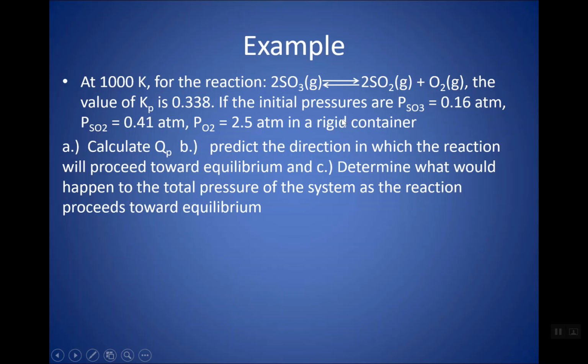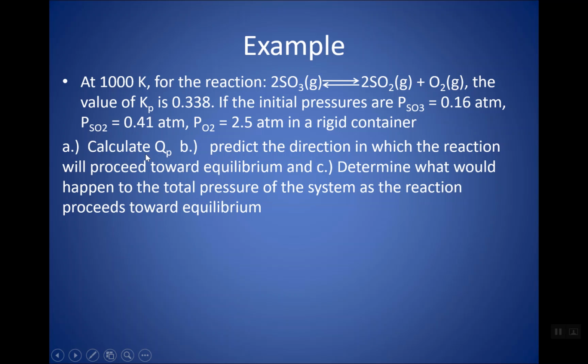So in this example, they give me the temperature. The only reason for the temperature is that K depends on temperature. So if we change the temperature, K would change, but I really don't need it for the problem. Here's my reaction, and they give me all initial data. A lot of times when I see initial data, I'm like, oh, let me do an icebox. But wait, let me first read the question. They're asking me about predicting the direction, and even part A says calculate Q.